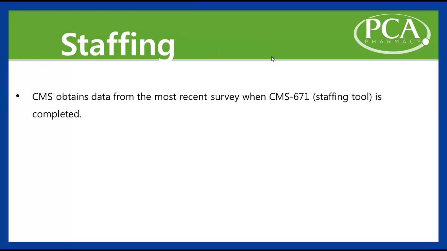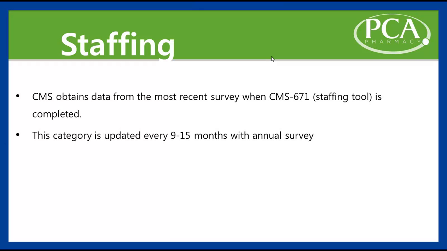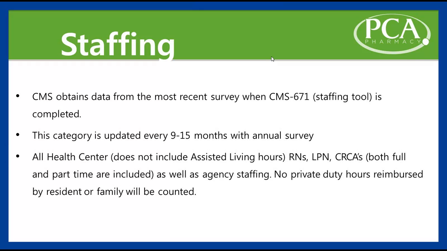CMS obtains data from the most recent survey through the CMS 671 staffing tool. This category is updated every 9 to 15 months, depending on when the facility's annual survey is. It does look at the skilled nursing beds. It does not include assisted living hours. It is for all RNs, LPNs, CNAs. Full-time and part-time staff is included, as well as any agency staffing. What is not included is private duty hours that are reimbursed by any resident or by their family.